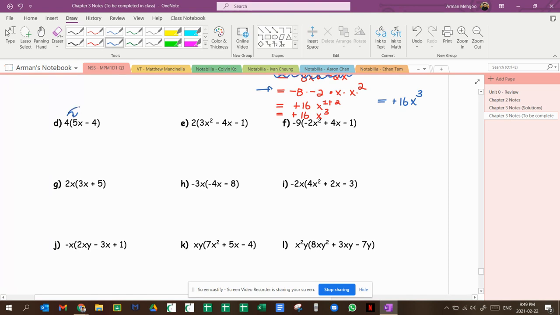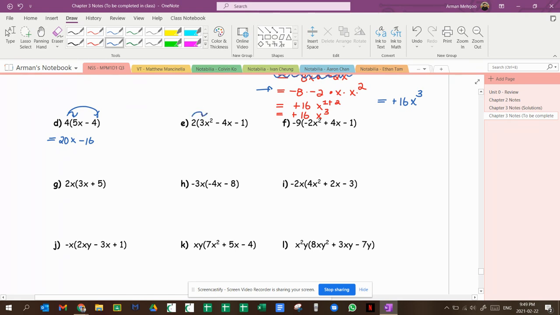So I have a 4 that I have to distribute to two separate terms. 4 times 5, so again, I can start with my numbers, is going to be 20. And then I have to keep my x. And then 4 times negative 4 is going to be minus 16.